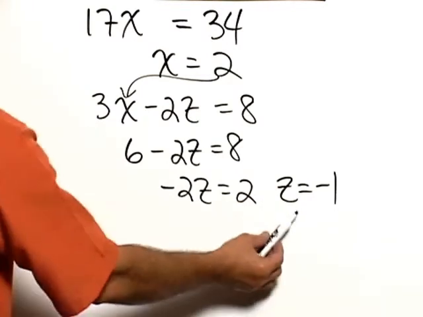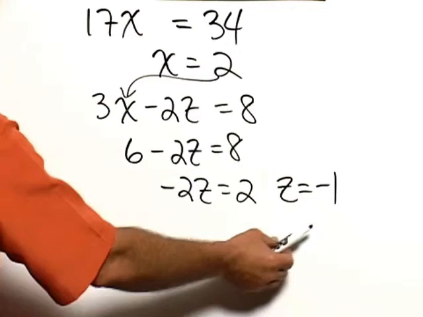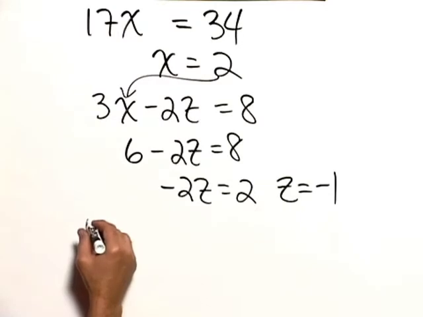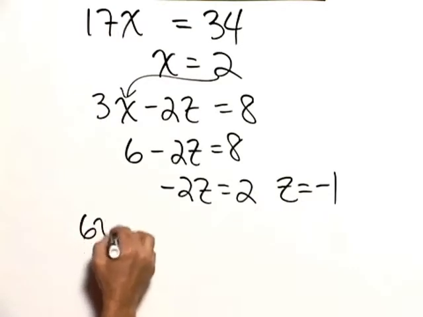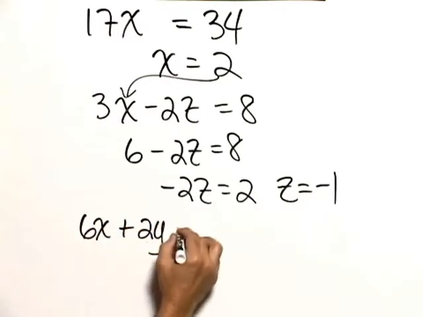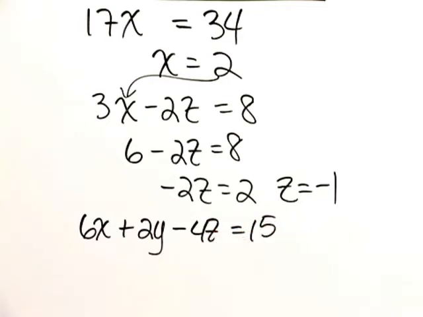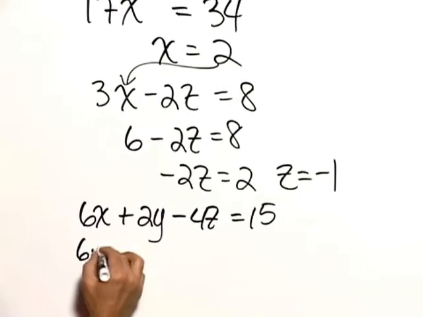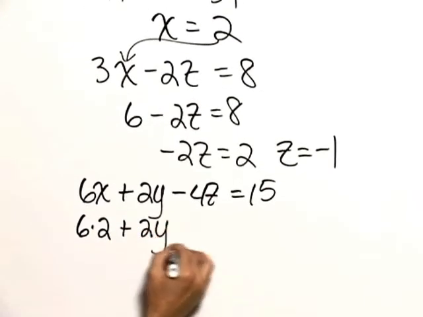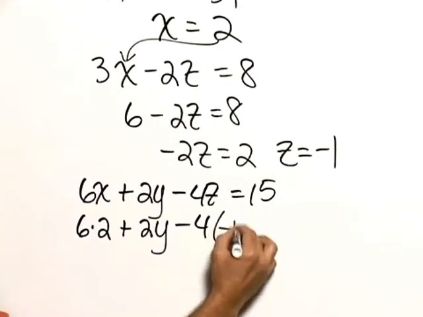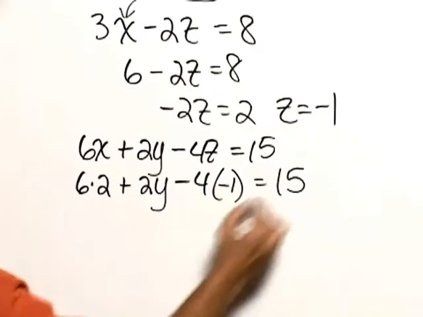Now we use the value z equals -1 along with the value x equals 2. We substitute that into one of the original equations. We have 6x plus 2y minus 4z equals 15. X is equal to 2. We don't know y. Then it's minus 4 times z, which is -1, equals 15.